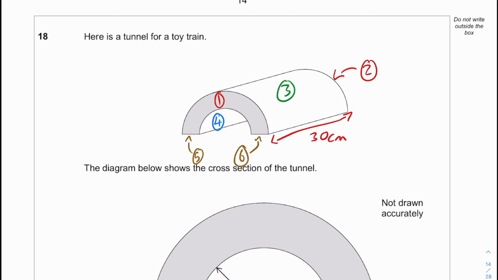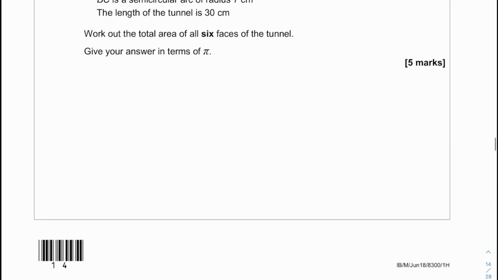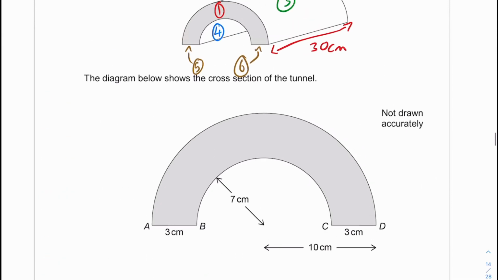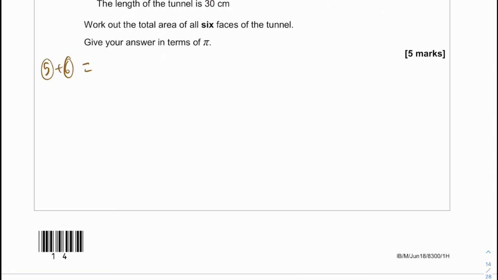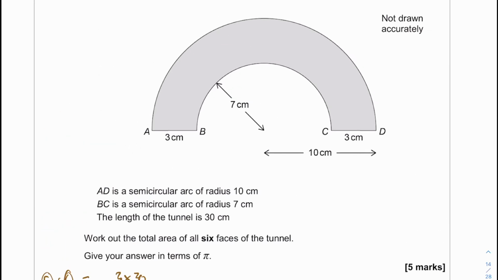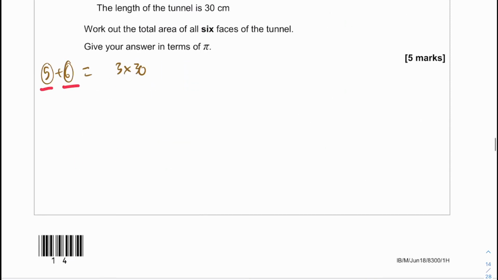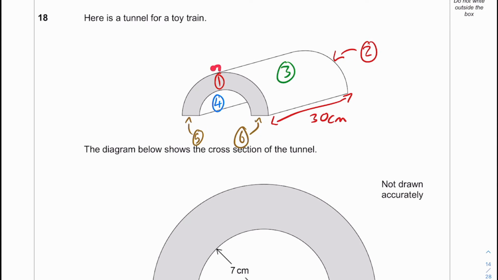Okay, so let's work out the area of 5 and 6 first, as they are rectangles and probably the easiest to work out. So for 5 and 6, to work the area of the rectangle out, we know our width, which is 3, and our length, which is 30. So we simply do 3 times 30. But remember, we've got 2 of these, as we're calculating 5 and 6 here and here. So we need to multiply our answer by 2 as well. And this is equal to 3 times 30, which is 90, multiplied by 2 is 180, and our units are centimetres squared.